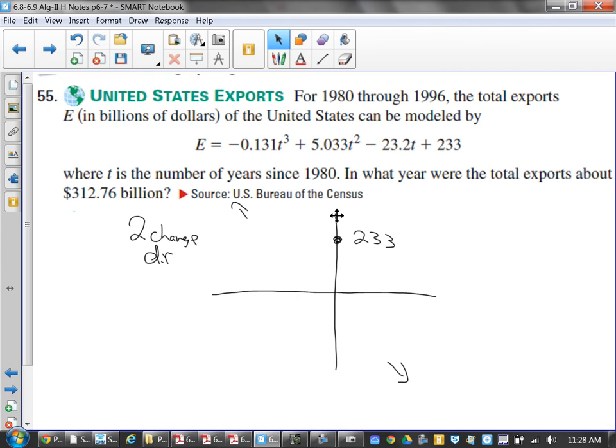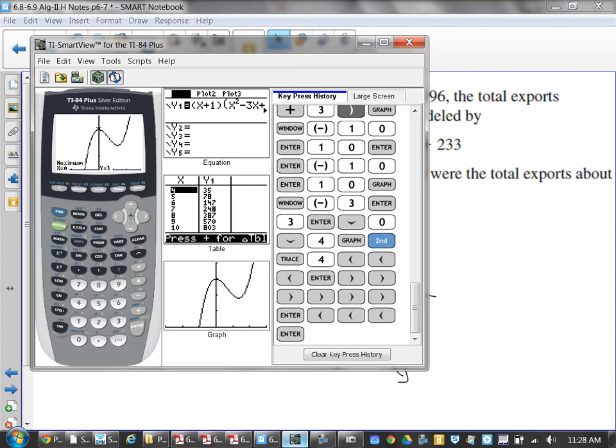So what they're asking you here is, in what year were the total exports about 312 billion? Now, that means your E value is equal to what? 312. So what do you think you're going to have to do here? Plug it into the graph. Put it right in your calculator. That's all it is. Just like it was with the quadratic. Put this function directly in your calculator.